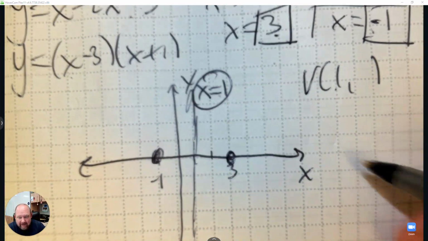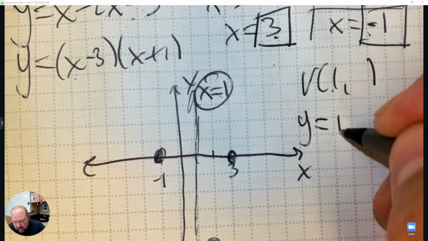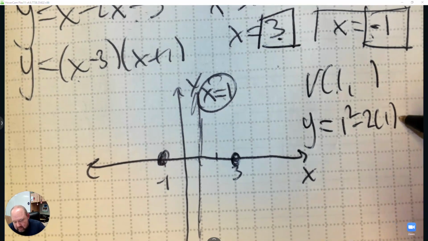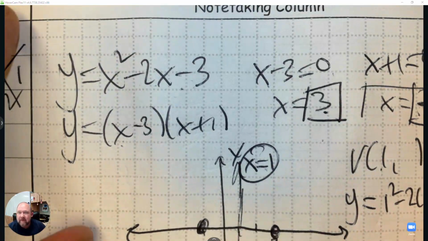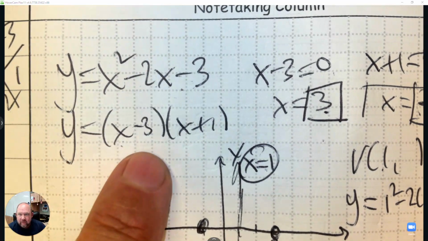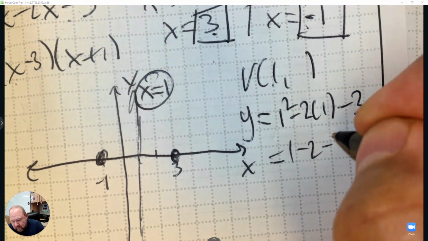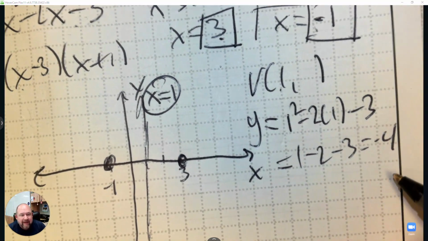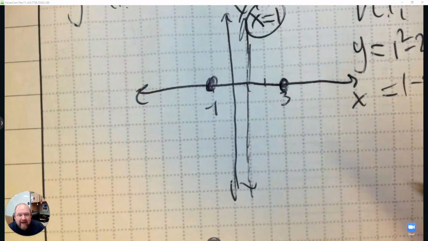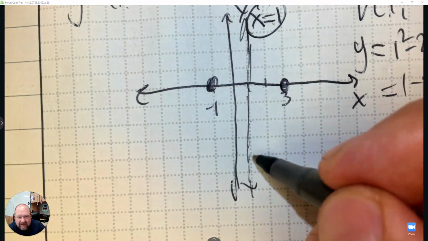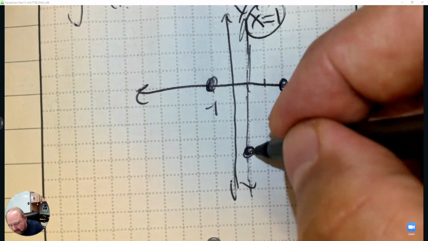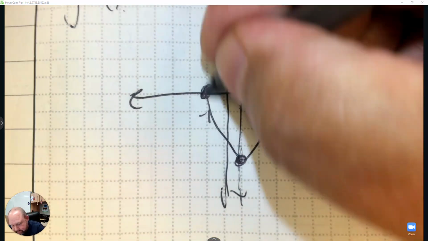To find the y value, I'm going to plug it back into the equation, either equation, and then solve it. So wherever there's an x, I can plug in 1. I can use either one and get the same answer. So this is going to be 1 take away 2 take away 3. So that's -4. So on this line, I'm going to go to 1, 2, 3, -4, and there's my vertex. And now I can sketch my parabola.